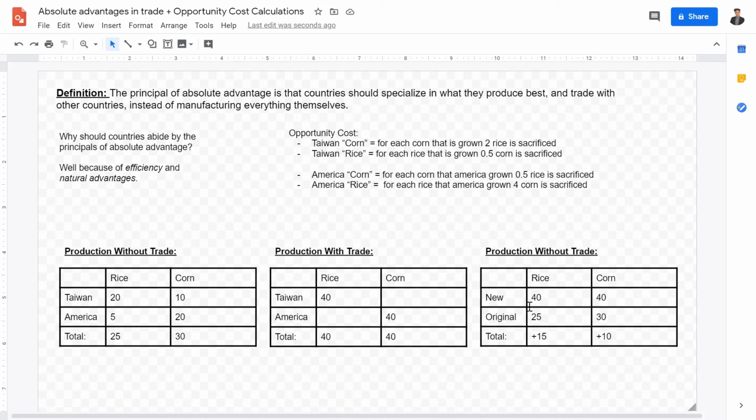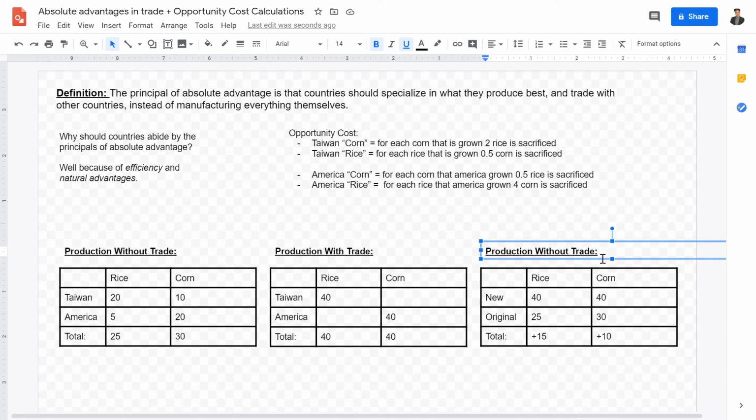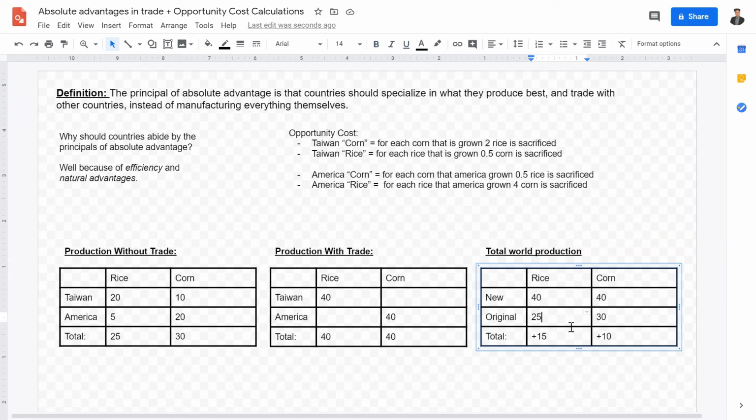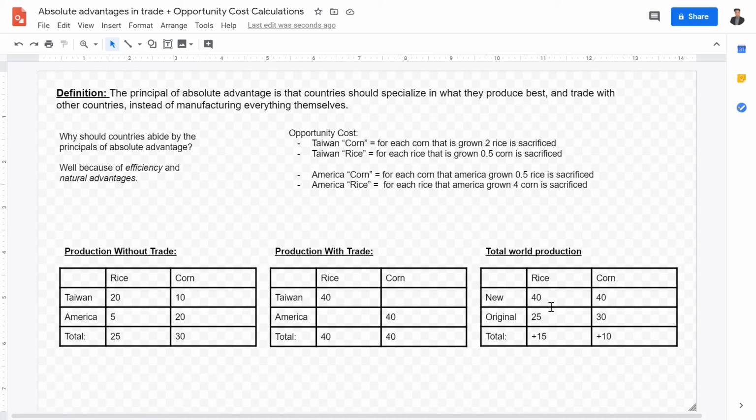Now, this last table is total production. The original world production of rice was 25 without trade. New production of rice in the world with trade will be 40. 40 minus 25 is 15, so there's an increase of 15 units of rice because of international trade. For corn as well, originally it was 30, now it's 40. 40 minus 30 equals 10. There's an increase of 10 units of corn when countries engage in international trade.